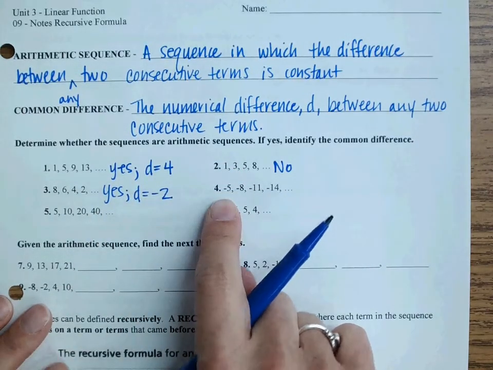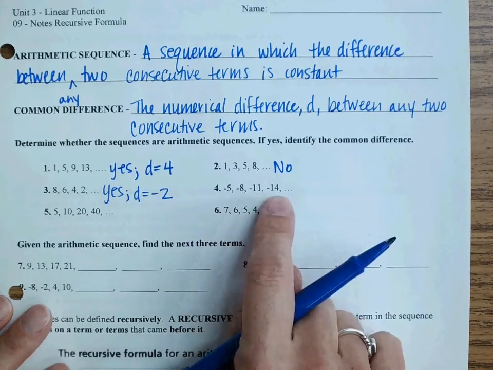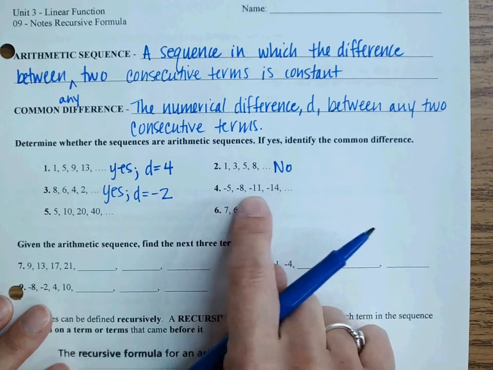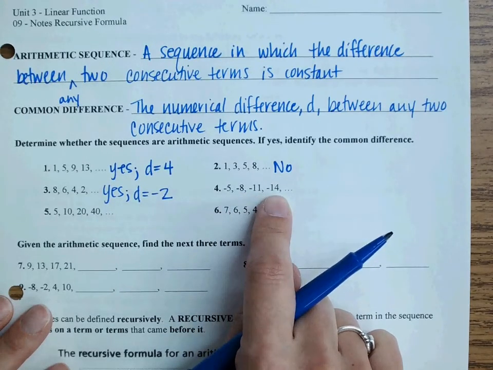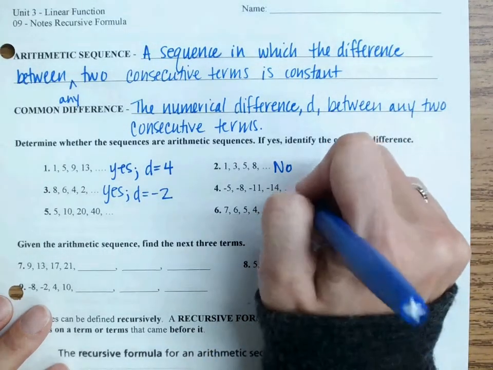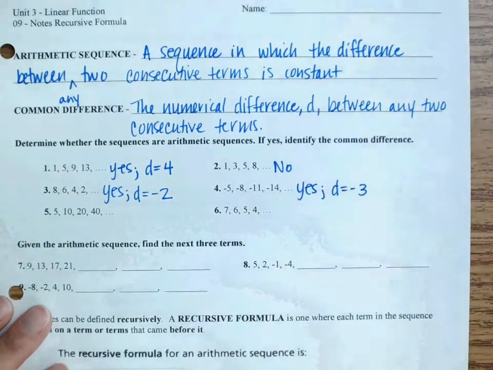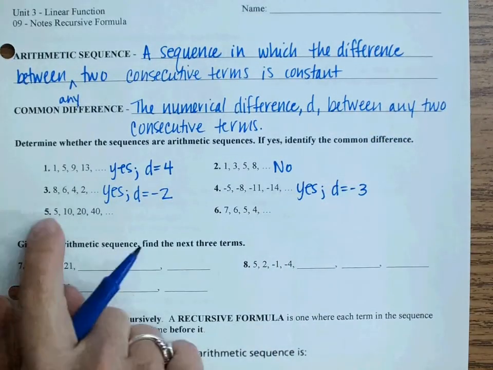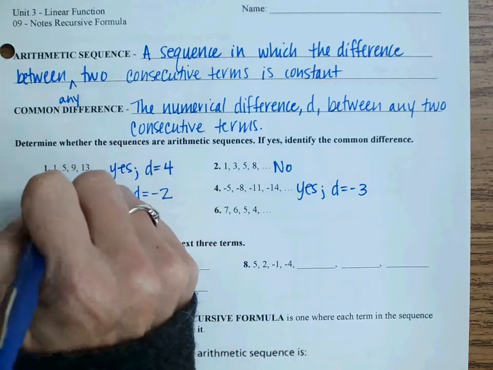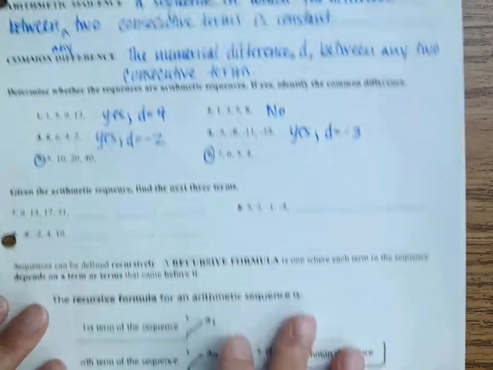For number 4: negative 5, negative 8, negative 11, negative 14, we do have a common difference. That is to subtract 3. So let's write in yes, my common difference is going down by 3. We'll do 5 and 6 next time I see you in class, so just double check on those.